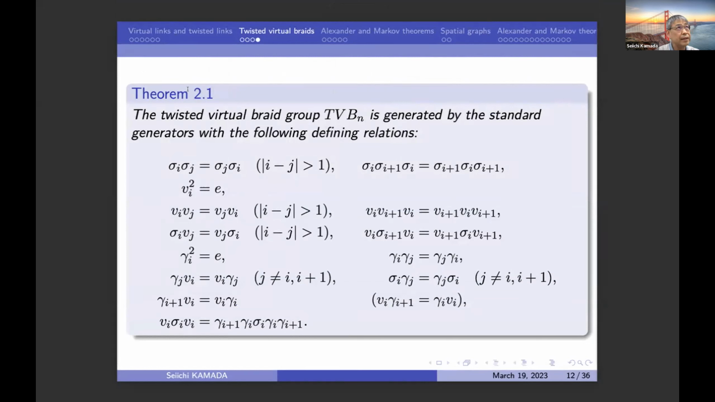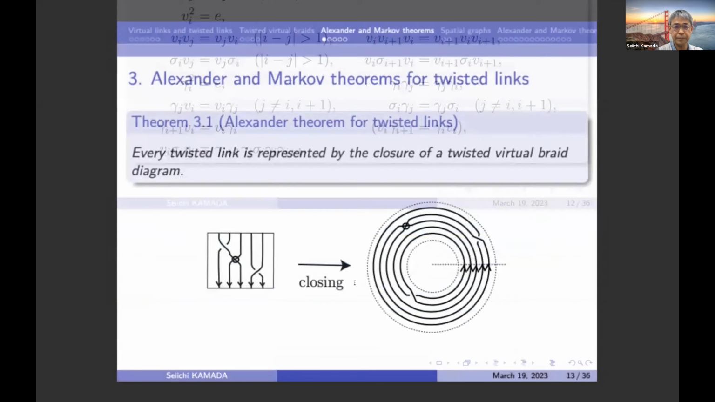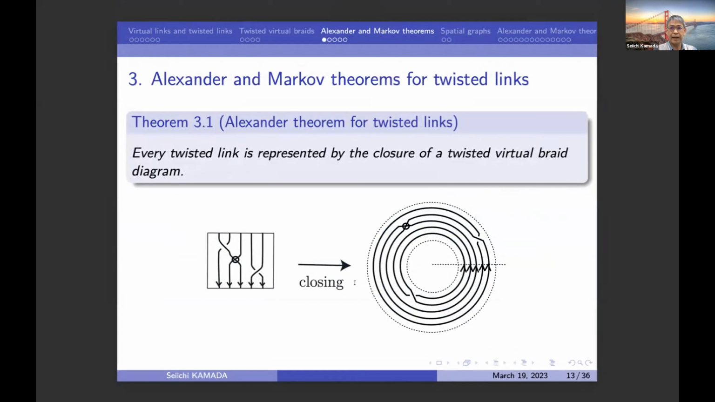And actually, these are defining relations for the twisted virtual braid group. The twisted virtual braid group is generated by standard generators and defined using these relations. Now we consider braid presentation for twisted links.